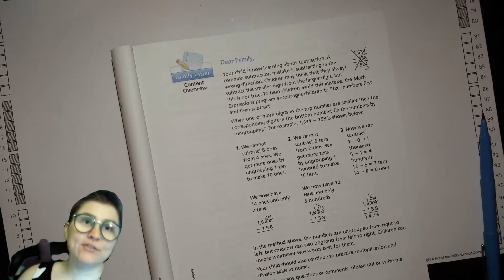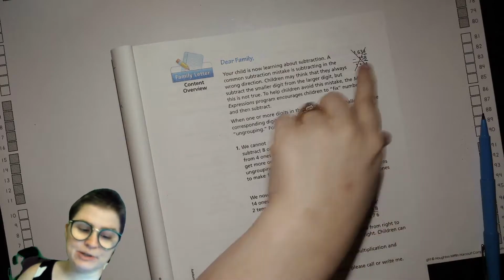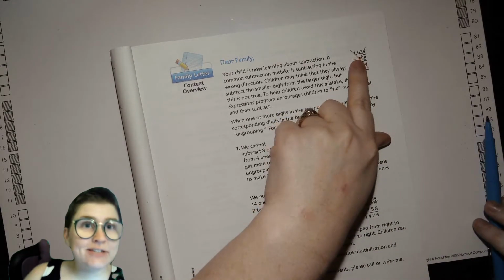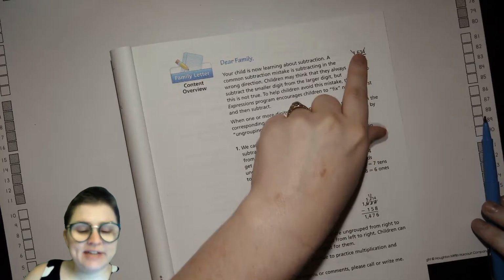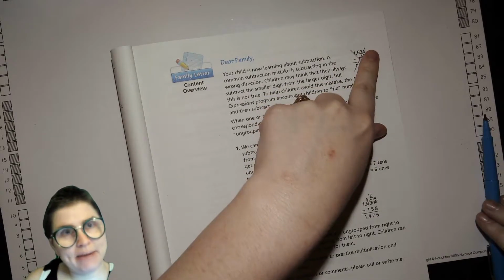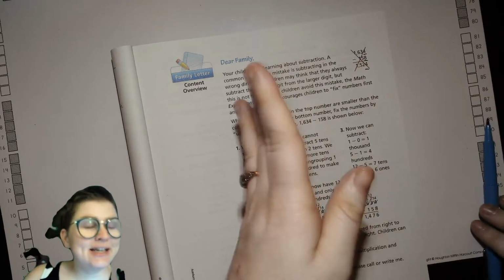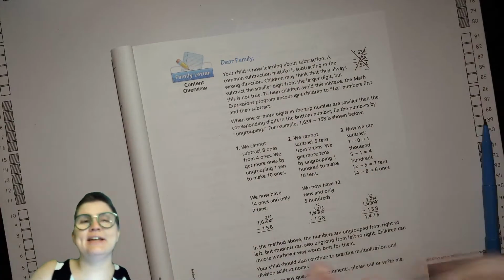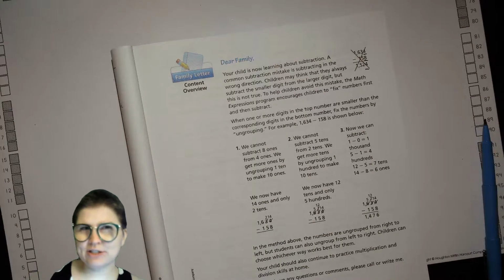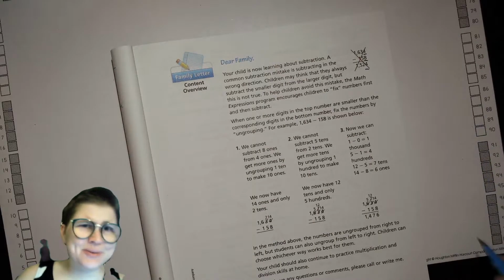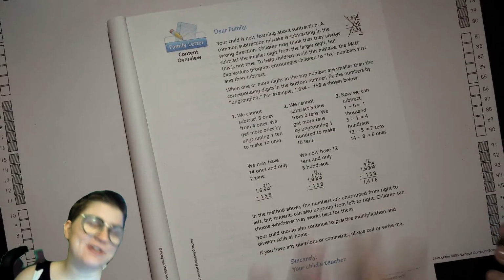So we have to do what's called ungrouping, which is when you go over to the next place value, break that group of 10 into 10 ones, bring it back to the ones place, then you'd have 14, and that is enough to take 8 from. Okay, this should sound familiar. If not, don't worry, we're going to have a ton of practice with that today, but this letter just explains that idea to your parents.